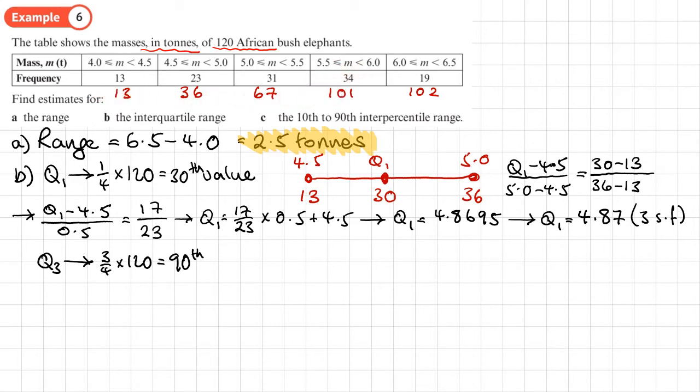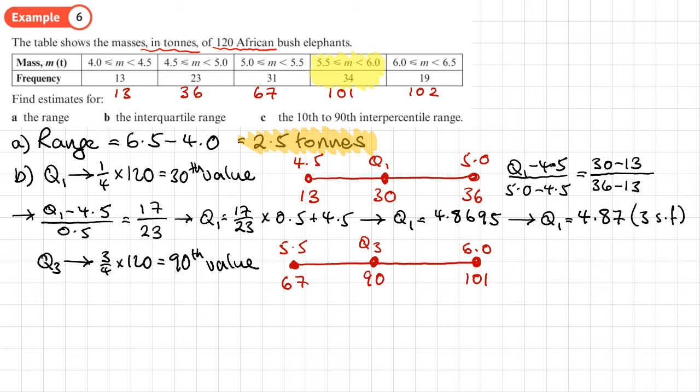Using my cumulative frequency, where do I find the 90th value? In this group here, because this goes up to the 101st value. So we will just highlight this column instead. Now I do my diagram, a little bar. So let's just put 90th value here. So my bar will be like this. Somewhere in between, I've got Q3, which is the 90th value. This group goes from 5.5 to 6. And its position, well, it goes from where the last one finishes, so that's the 67th to the 101st position.